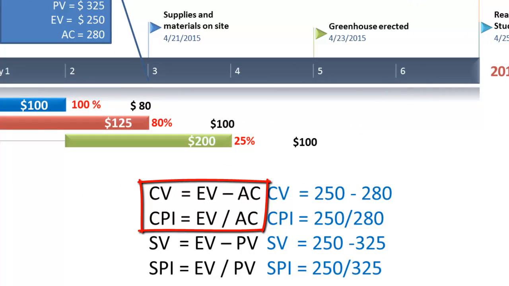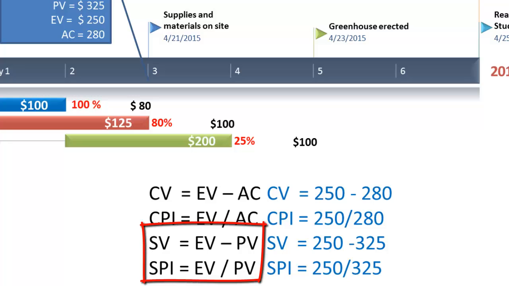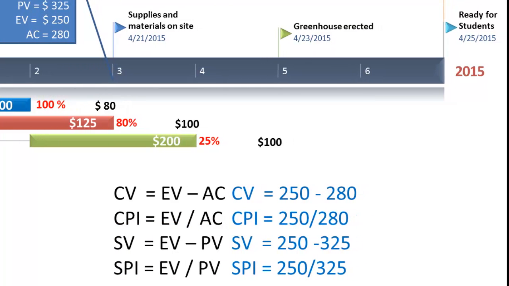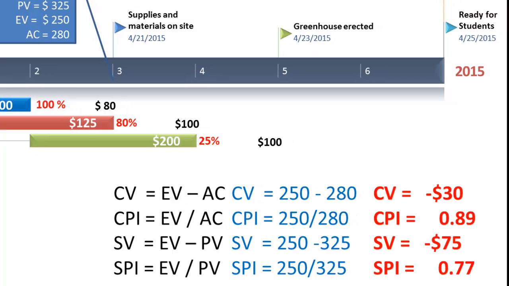CV and CPI relate to cost, so the hint is that we use actual cost in our equation. SV and SPI relate to schedule, therefore we're going to use plan value in our equation. So plug in the correct values and do the math.